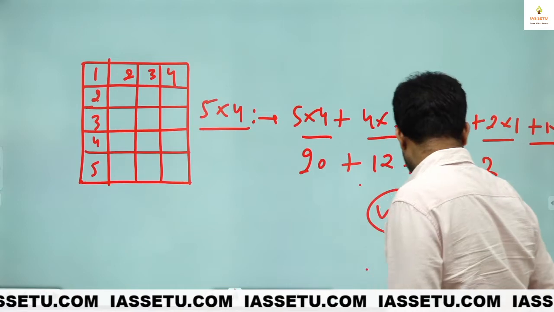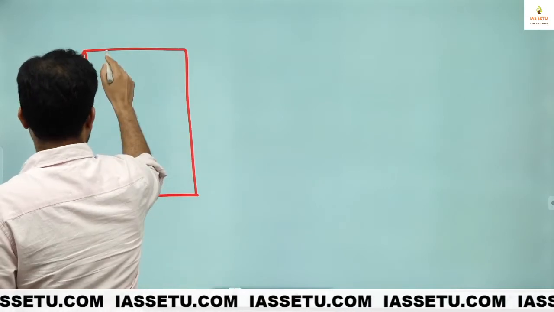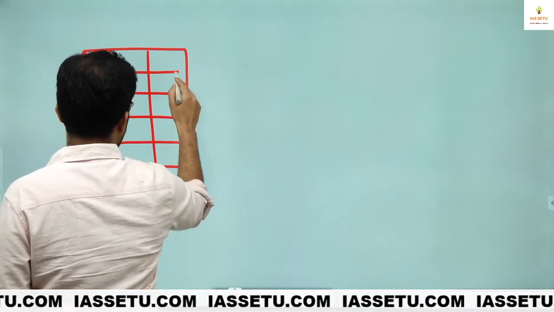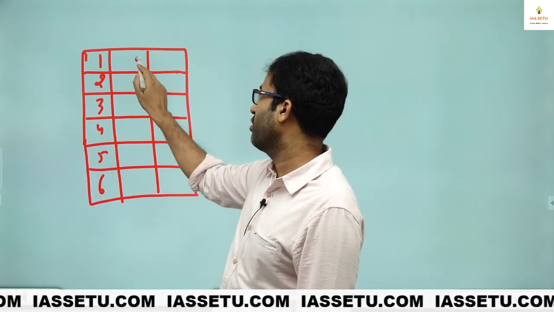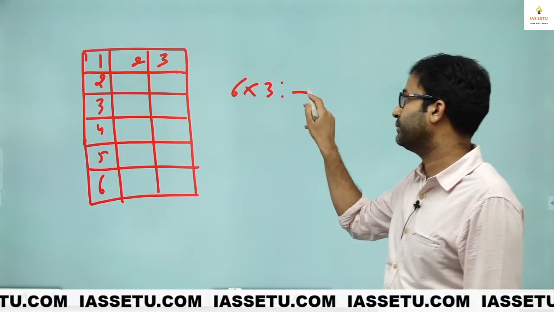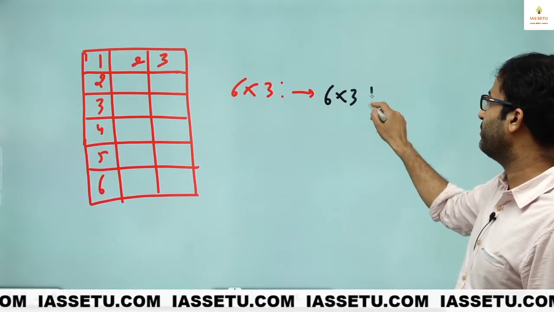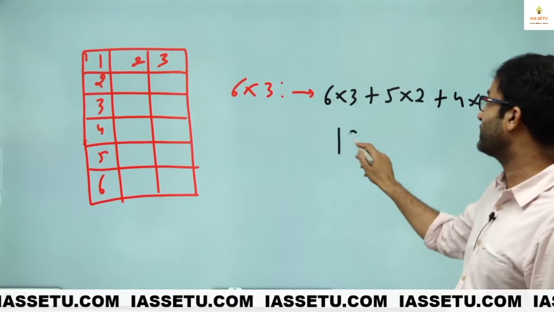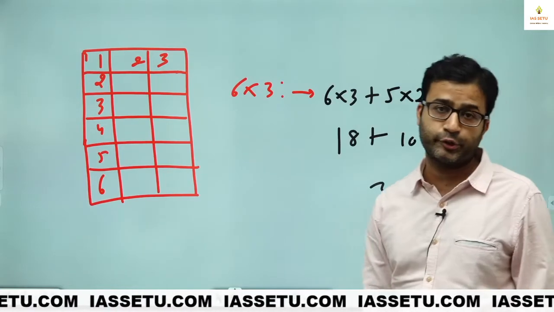Yes. So here I take one more question. This given figure is 6 by 3. 1, 2, 3, 4, 5, 6. 1, 2, 3. 6 by 3. I think all of you understood the concept. What we have to do, 6 into 3 plus 5 into 2 plus 4 into 1 plus 3 into 0. So this is 18 plus 10 plus 4. So this is 32. In the given figure, we have 32 squares.